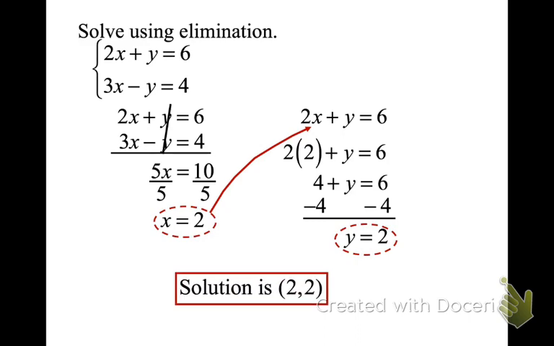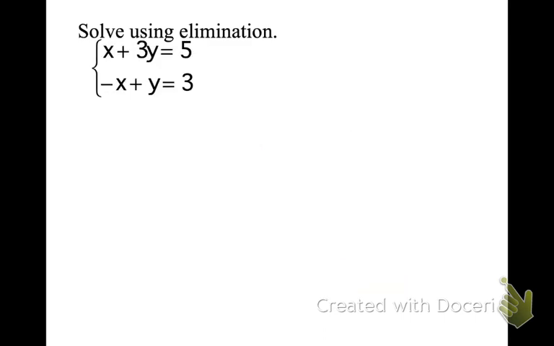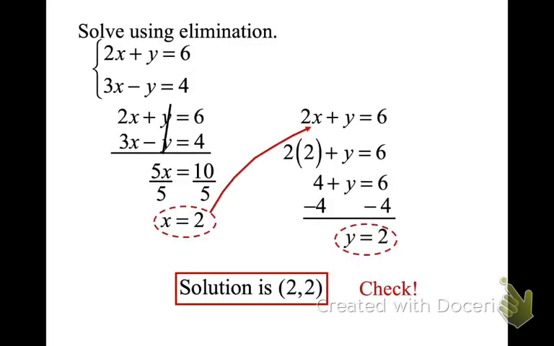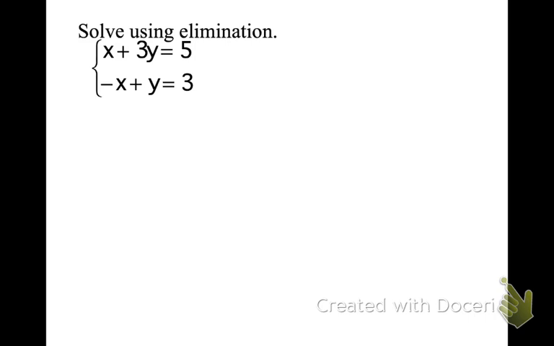Now, we can check that with each equation. On a test, you should be doing this. 2 times 2 plus 2, does that make 6? 2 times 2 is 4, plus 2 is 6. 6 equals 6. 3 times 2 is 6, minus 2 is 4. Good. So it works for both. Yes, I saw there was a hand up. Okay. All right. I want you to pause the recording and try the next one on your own.